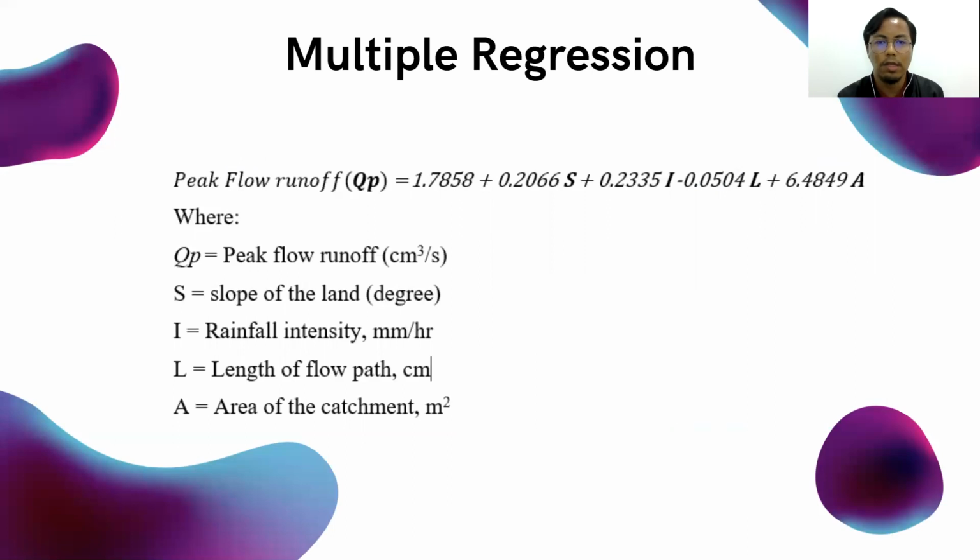After that, we do the multiple regression to produce the final new equation. After we did the multiple regression, this is the formula that we get. We have all the parameters such as slope, rainfall intensity, length, and also the area.